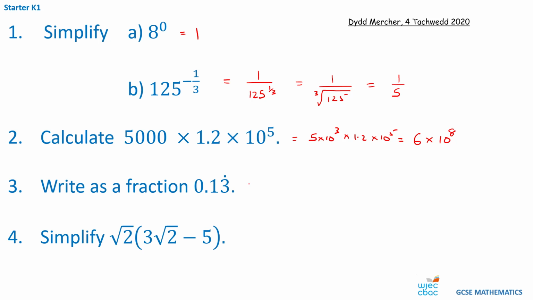Right, as a fraction, you should be expert at this now. So we say x is equal to 0.13 recurring. So if we have 10x, that's equal to 1.3 recurring. And if we have 100x, that's going to be 13.3 recurring. So if we do, let's call them equations. Call that equation 2 and equation 1. I like using my labels.